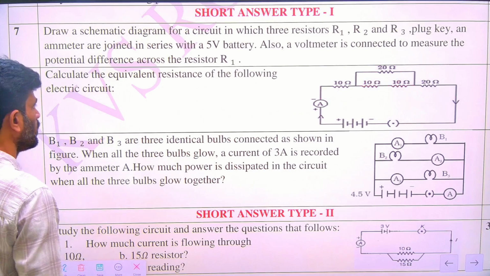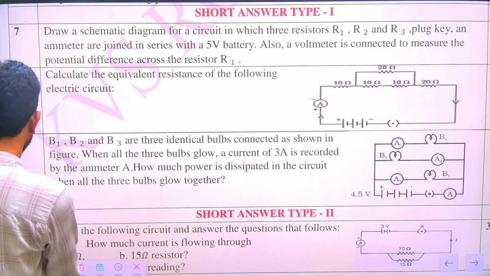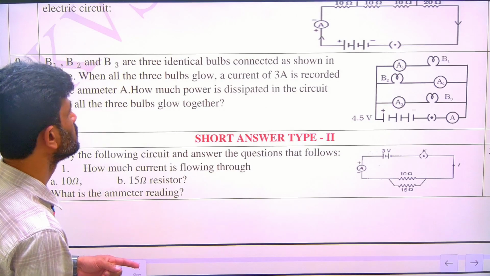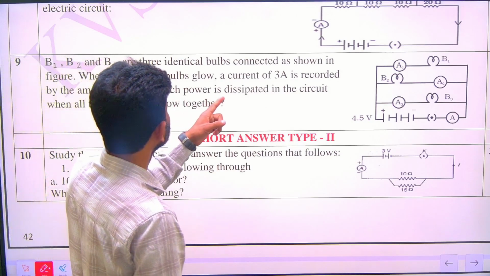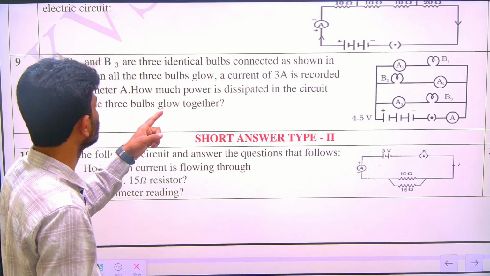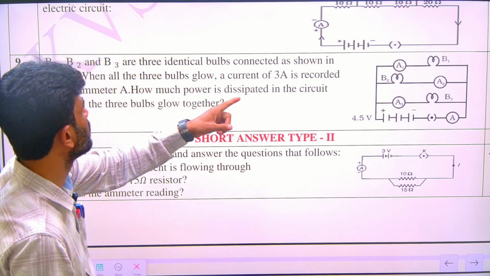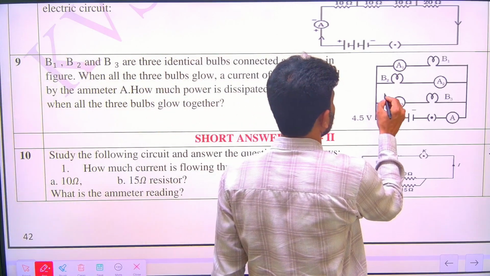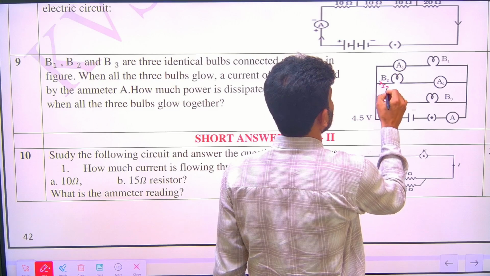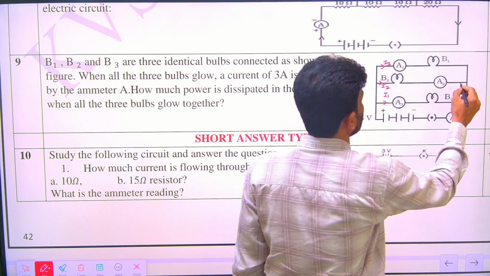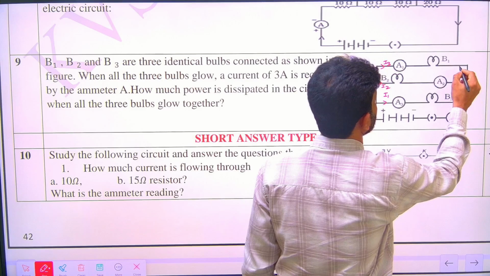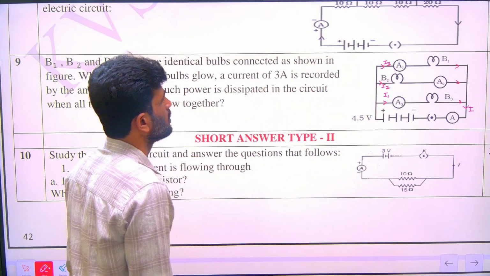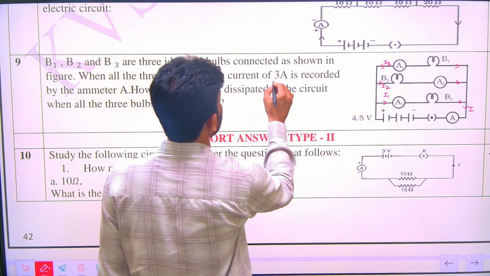Hope you understood that. Now coming to question number 9. In question number 9, they are asking how much power is dissipated in the circuit when all the three bulbs glow together. Now all the three bulbs are connected in parallel. So here I1 will be there, I2 will be there, I3. But when they come here, I1, I2, I3, all the three together, it will become again I. I is equal to I1 plus I2 plus I3.